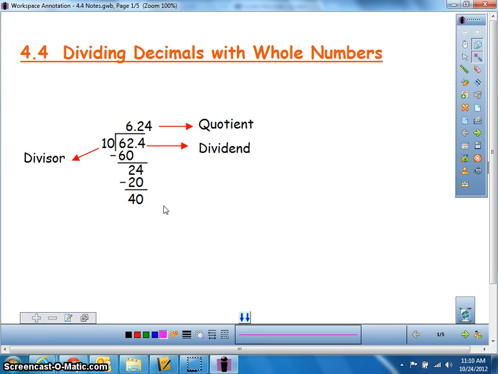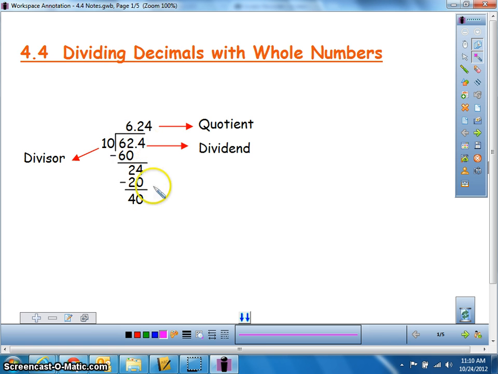Today we're talking about dividing decimals by whole numbers. It's coming from 4.4 out of our book. And this should be a relatively quick lesson because we've been working really hard on long division. I'm really proud of the way you guys have worked so far. A couple of quick things to point out here while we're getting ready to start our lesson.